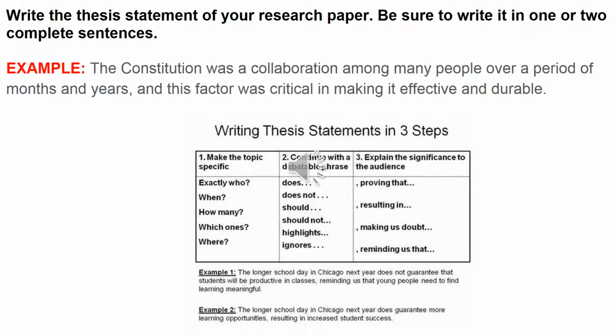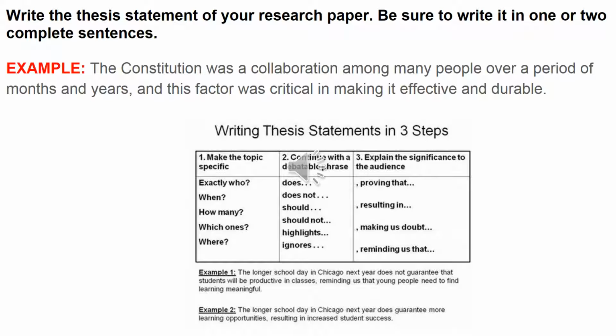Here is a really simple step-by-step guide to creating a thesis statement. Write the thesis statement of your research paper. Be sure to write it in 1 or 2 complete sentences. So the example from the introduction is the Constitution was a collaboration among many people over a period of months and years, and this factor was critical in making it effective and durable.